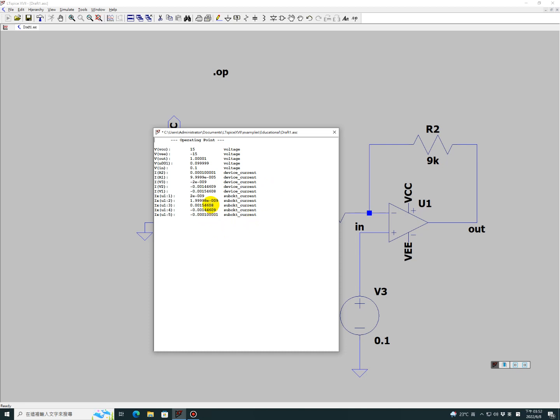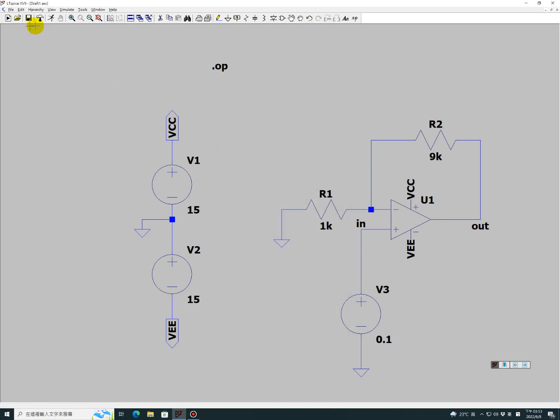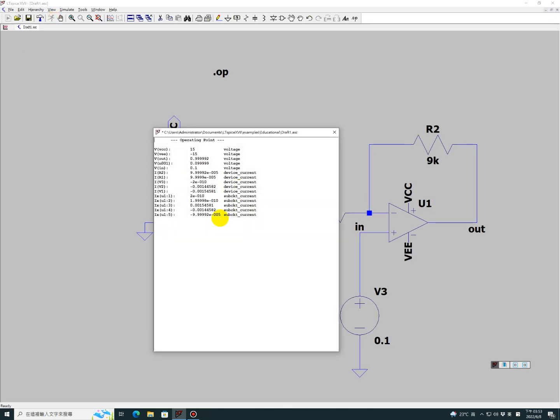And if I change it back to 500 mega ohm, this is still 1.5 milliamp, that's the current flowing from here. And the current flowing through V3 is here, minus 2 times 10 to the minus 10.